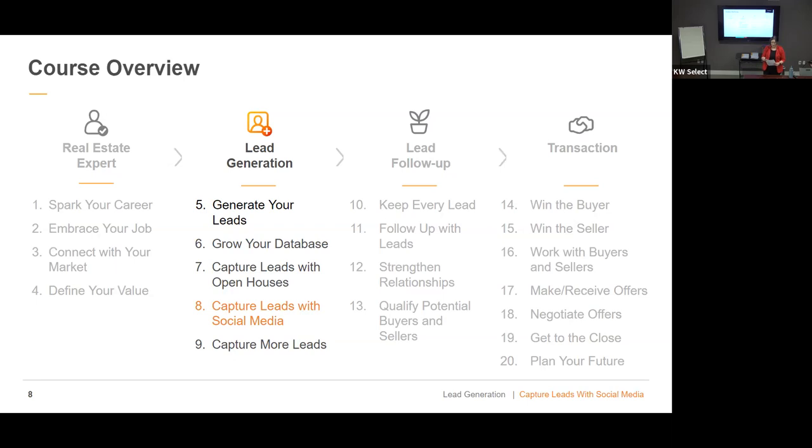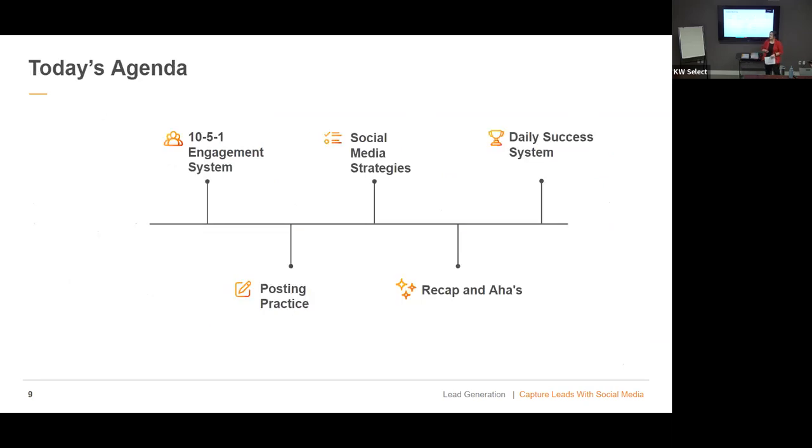But today we're going to be covering, again, how to capture leads with social media. We're going to review a few things, one being what's called the 10-5-1 strategy. Have you guys covered this already? Have you looked at that at all? And like 5 comments, 1 message or something. Yeah. Exactly. So we're going to be going through that and how to set that up.